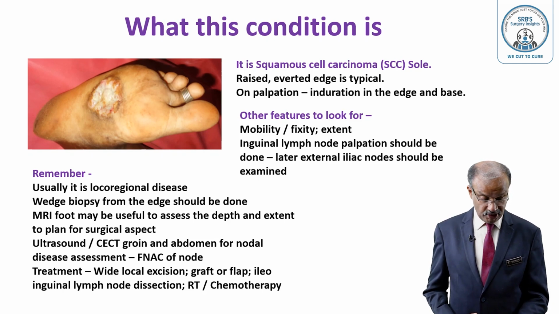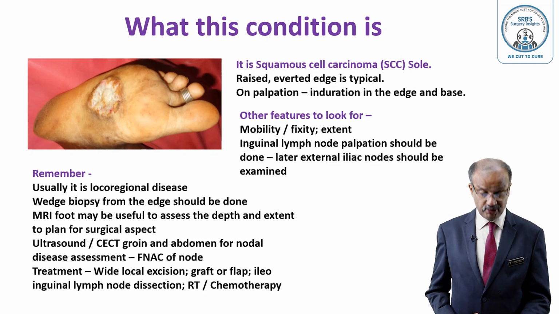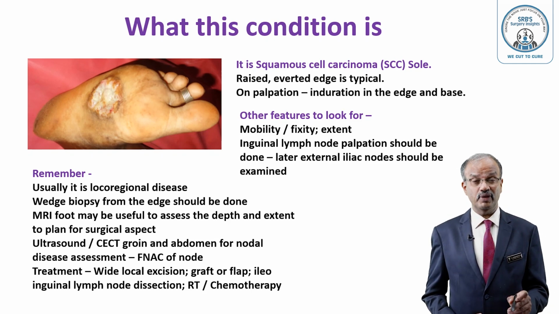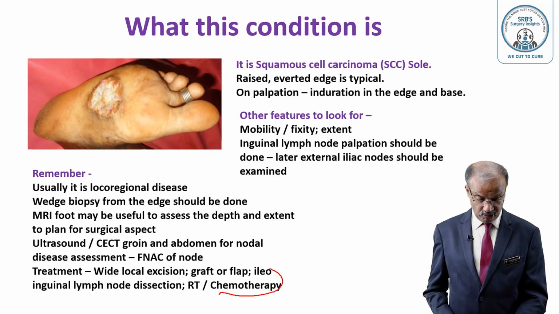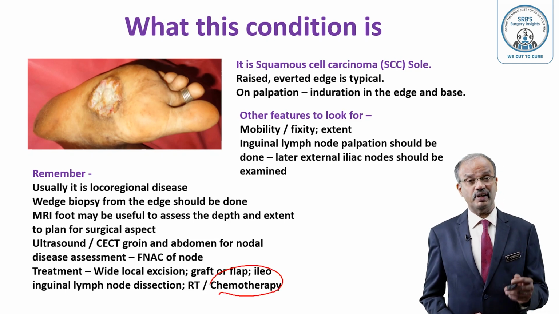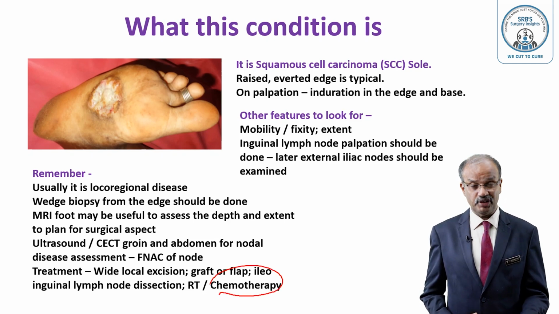Treatment: wide local excision, skin graft or local flap. Inguinal lymph node dissection is important. Radiotherapy and chemotherapy may eventually be required. Chemotherapy with methotrexate, 5-fluorouracil and cisplatin is quite useful after surgery. Wide local excision, skin grafting and inguinal block dissection is the treatment. Inguinal lymph node examination is very, very important.